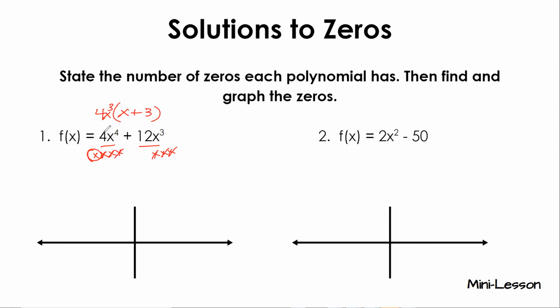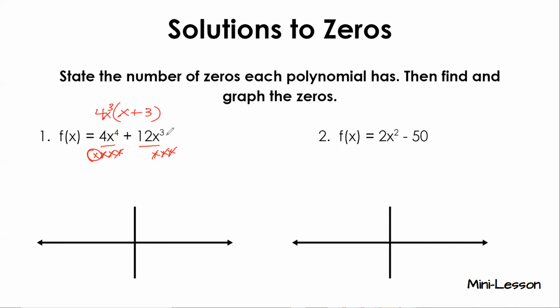Okay, so I said 4 and 12, what can I take out from both of those? A 4. From each one of these, x to the fourth and x to the third, how many x's can I take out? That's going to be the same from each. So 3. So I would put x to the third. So now when I take 4x to the fourth and divide it by 4x to the third, I'm going to have x left over. 12x to the third divided by 4x to the third is going to be 3.